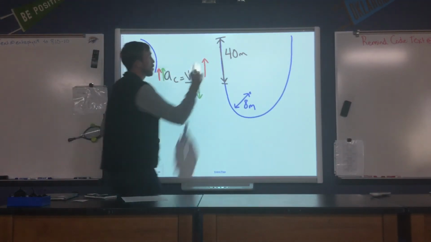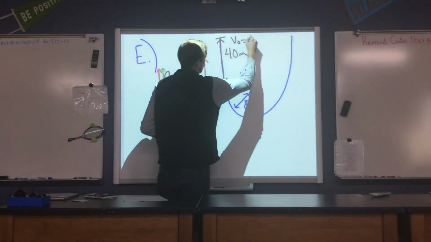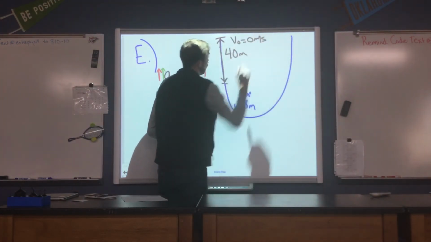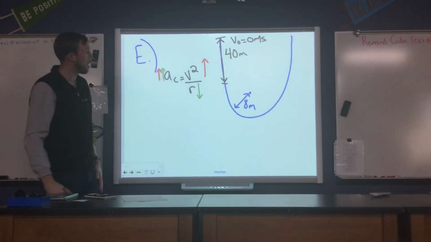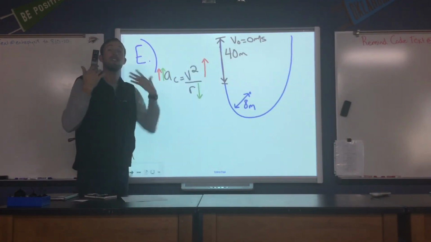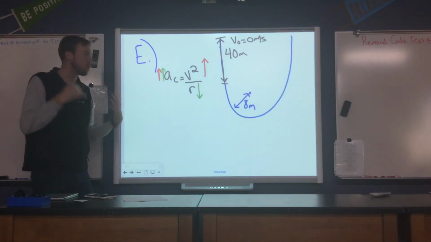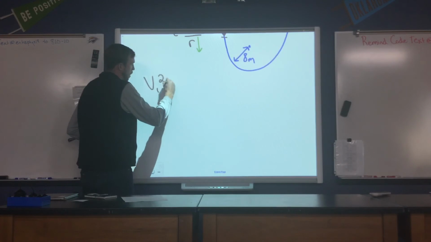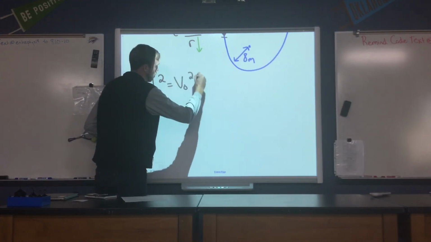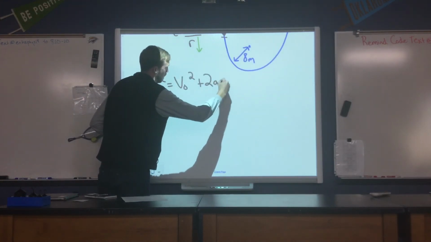Now, we can assume that we're starting from rest, so our initial velocity is 0 meters per second. We can assume we're on the Earth, accelerating just because of the force of gravity on our object. So we're really going to use the same kinematic equation that we used just a moment ago. That was what we have called equation number 5: V1 squared is equal to V0 squared plus 2a delta y.